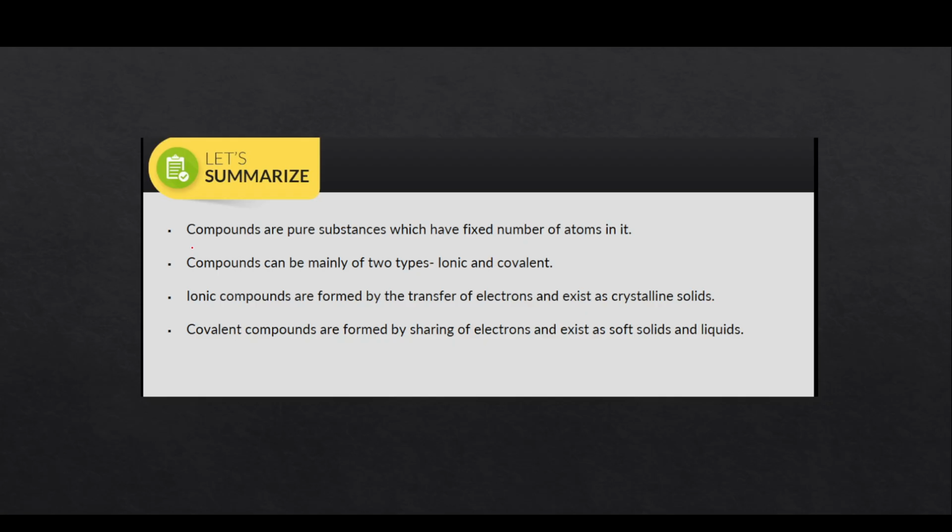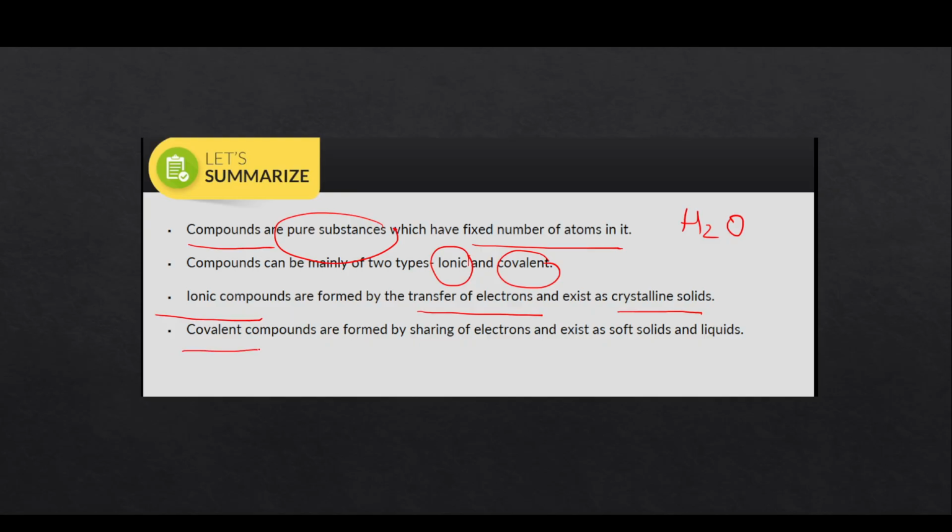So now let's summarize. So compounds are the pure substance which have fixed number of atoms in it. For example, water. Compounds can be mainly of two types, ionic and covalent. Ionic are formed by transfer of electron. It can be losing electron or gaining, and they exist in crystalline structure. Covalent, they are formed by sharing of electrons, and they exist as soft solid and liquid.